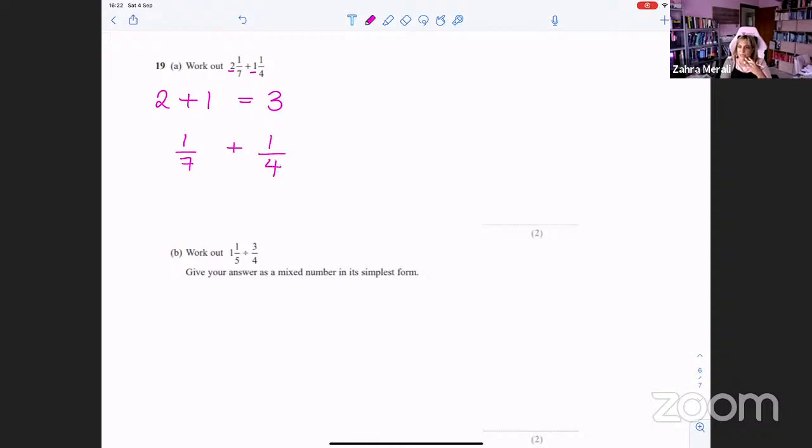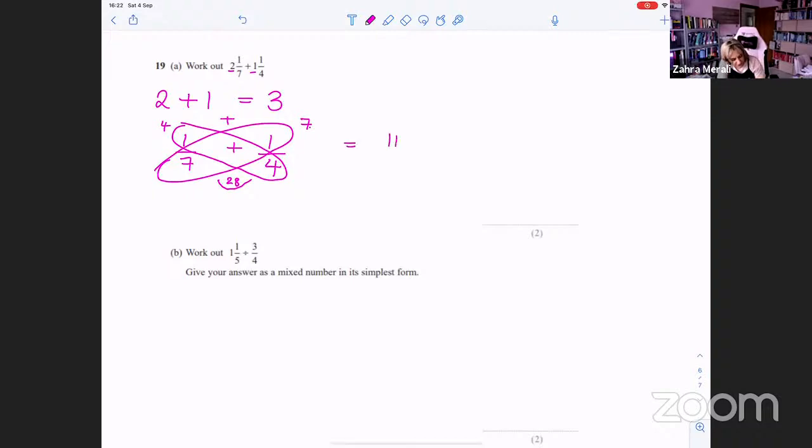Now you're going to make the denominator the same. The easiest way to do this is what I kind of call a butterfly method. You can draw yourself a butterfly. 1 times 4, which gives you 4. 1 times 7, which gives you 7. So you're timesing the diagonals. 7 times 4, which gives you 28. And then you're going to add the top two numbers. So 7 plus 4, which is 11, and you get 11 over 28. So now we've got 3 and 11/28.